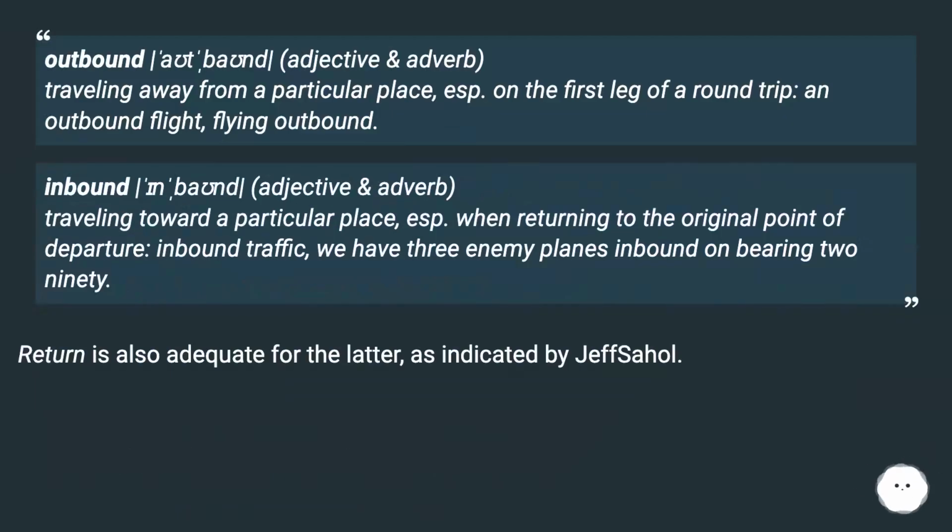Outbound, adjective and adverb: traveling away from a particular place, especially on the first leg of a round trip. An outbound flight, flying outbound. Inbound, adjective and adverb: traveling toward a particular place, especially when returning to the original point of departure. Inbound traffic: we have 3 enemy planes inbound on bearing 290.